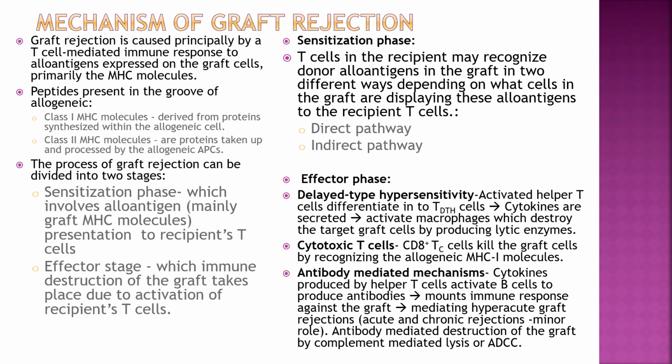Antibody-mediated mechanism: cytokines produced by T helper cells activate B cells to produce antibodies, mounting an immune response against the graft, mediating hyperacute graft rejection. In acute and chronic rejections it plays a minor role. Antibody-mediated destruction of the graft occurs by complement-mediated lysis or ADCC.